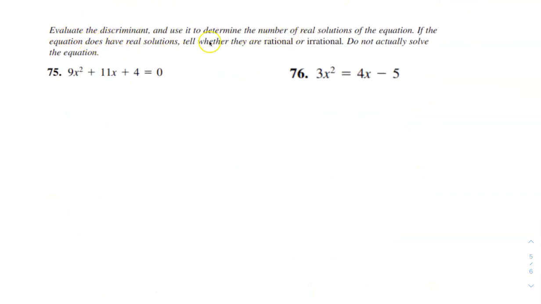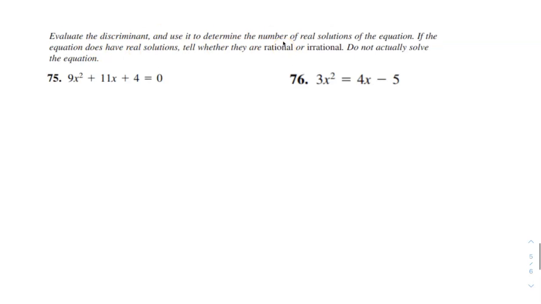If the equation does not have real solutions, tell whether they are rational or irrational. We're going to skip that part. I don't care about that part. So again, I will give you the discriminant formula. That is b squared minus 4ac. Now to do this, we have to set it equal to 0 again, and then use the discriminant.